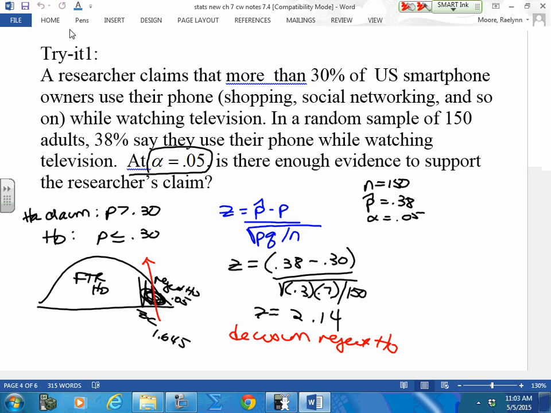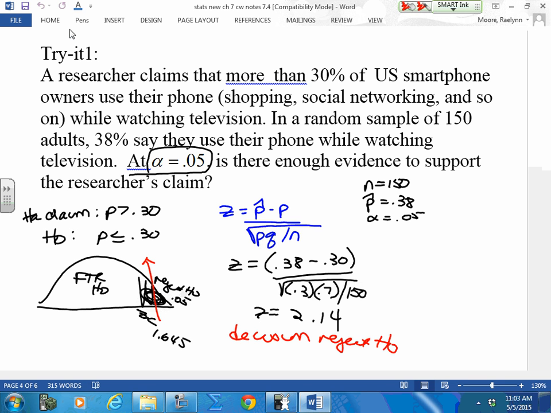And Bridget, what's my interpretation? There is enough evidence to support the claim that more than 30% of U.S. smartphone owners use their phone while watching TV. Good. Thank you. So there is enough evidence. If we're rejecting H0, we have to go with the claim. So there is enough evidence to support the claim that more than 30% of U.S. smartphone owners use their phone while watching TV.